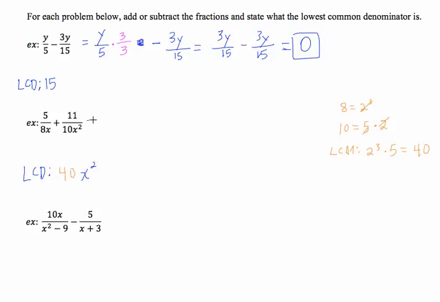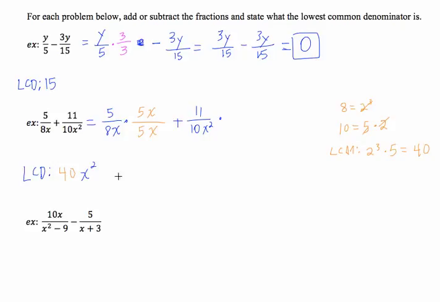Okay, so what do we need to multiply this first fraction by in order to get a 40x squared in its denominator? Well, we need to multiply the 8 times a 5 to get 40. So we're going to have a 5. And the x needs to be multiplied by one more x to get that x squared. So 5x over itself.